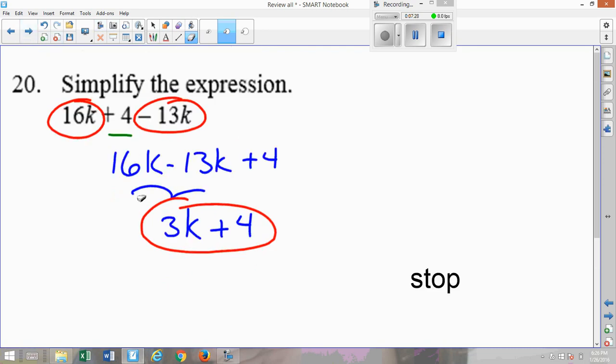Last one, simplify the expression. 6K plus 4 minus 13K. So you got 6K minus 13K plus 4. You get negative 7K plus 4, because 6K minus 13K is just negative 7K plus 4. That's it.